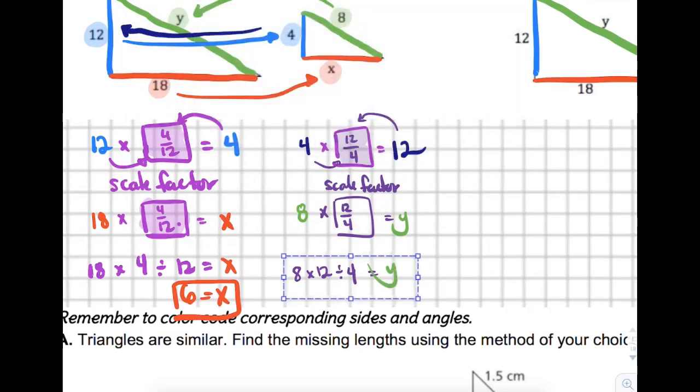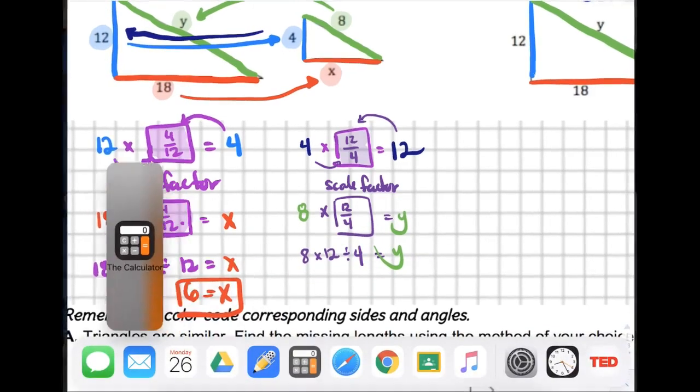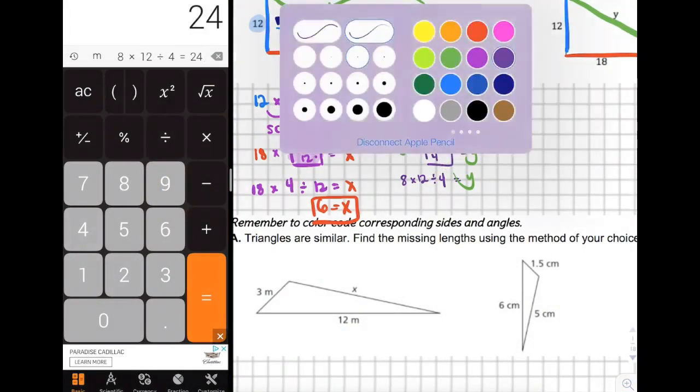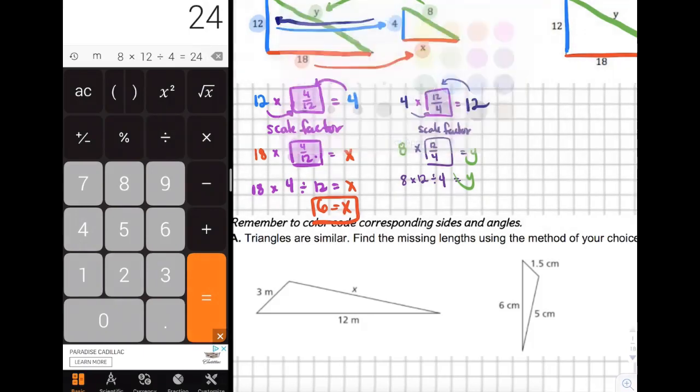Scoot that up a little bit. There you go, that's better. Okay, and again, into my handy calculator it goes. We have 8 times 12 divided by 4, and we get 24, which is what we were expecting. Y equals 24. Okay, again, pause if you need to, rewind if you didn't get it.